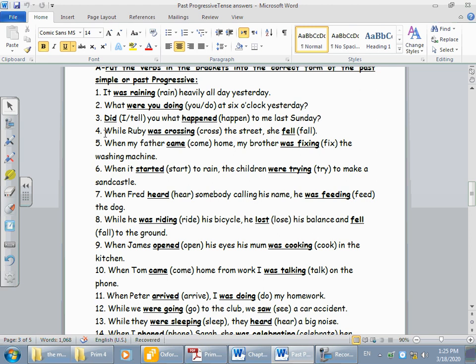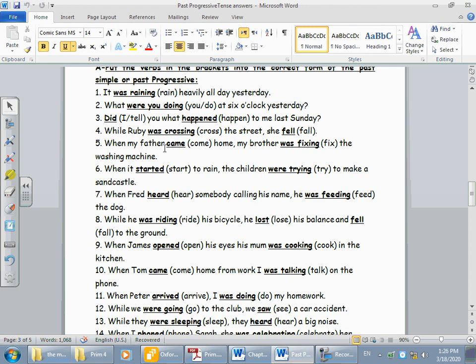Okay. Number 4, while Ruby crossed the street, she fall. Okay, here we have the word while, and after while it should be followed by a past progressive. So it will be was crossing the street, and the second sentence should be in the past simple tense. She fell.